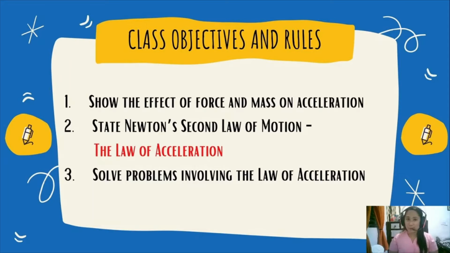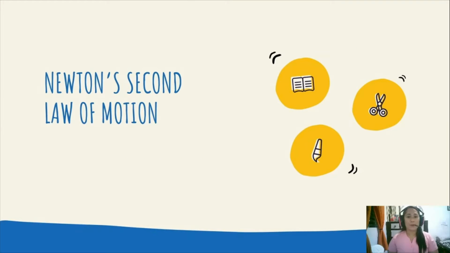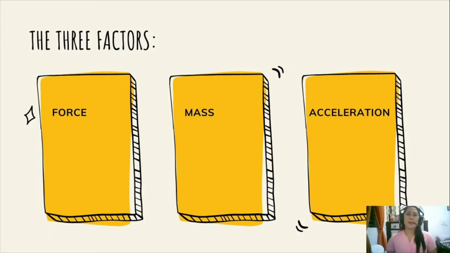So, I'm going to introduce the formula for calculating the amount of acceleration. In this case, let us now move to Newton's second law of motion. There are 3 factors that we should consider in this law. These are the force, mass, and acceleration. When we say force, that is the push or the pull. Mass is the amount of material, while acceleration is the change in speed and direction.